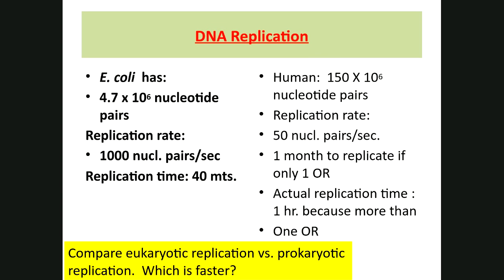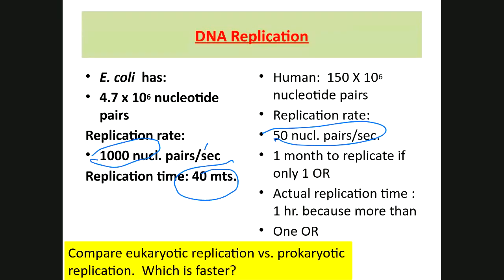DNA polymerase between eukaryotes and prokaryotes is very similar. There isn't much difference between them. One of the differences, however, is that DNA polymerase in bacteria works much faster, 1,000 nucleotide pairs per second versus 50 nucleotide pairs per second in eukaryotes. Bacteria have a smaller DNA, so they're going to replicate their DNA within about 40 minutes or so.